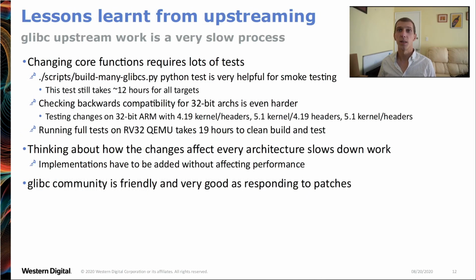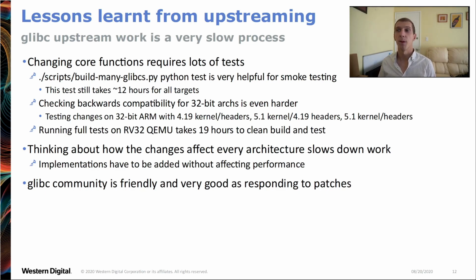So lessons, my final slide, some lessons learned from upstreaming. Glibc upstreaming is a very slow process. This process has been going on for over a year now, and before that there was already a mostly working 32-bit RISC-V port floating around anyway. The reason is because changing core functions in Glibc requires lots of testing. There's a scripts/build-many-glibcs.py script that's very helpful for smoke testing. It'll build and run smoke tests for every architecture, but this can take a long time to run. It takes up to 12 hours.